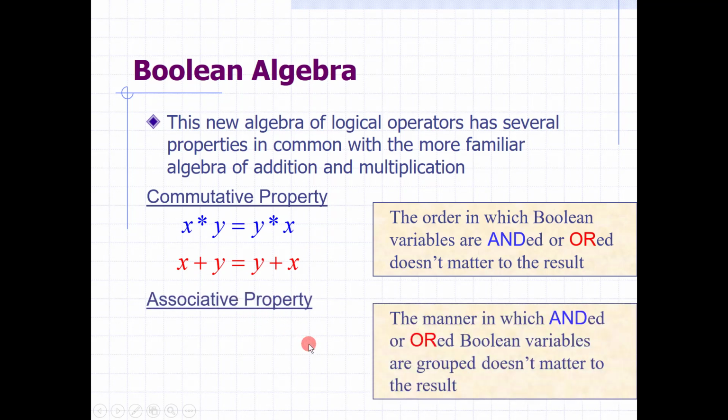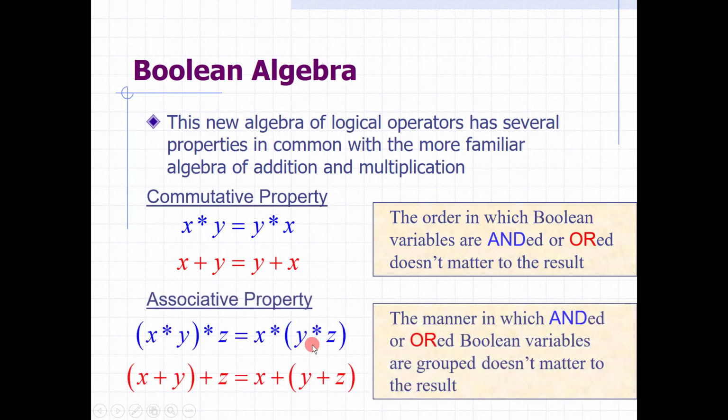The associative property from regular algebra applies to Boolean algebra as well. It doesn't matter how you group things. If everything is linked by and, it doesn't matter if you and the first two and then and with the next one, or and the second two and then and it with the first. Same with ors. So this stuff should be very familiar to us from algebra, or even just arithmetic.